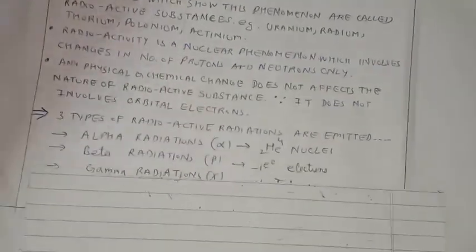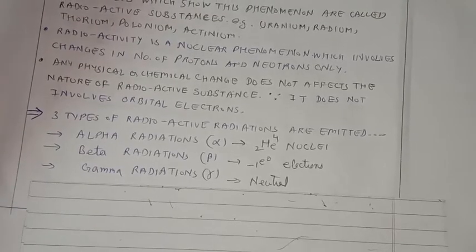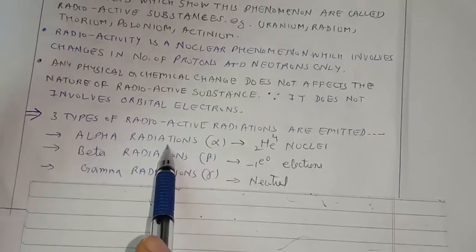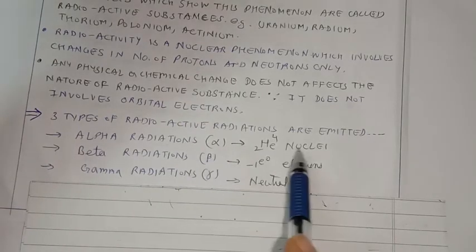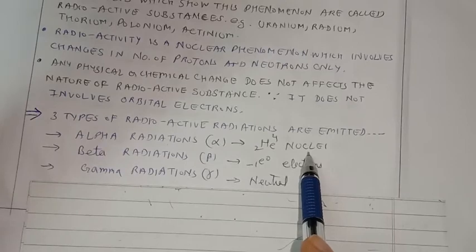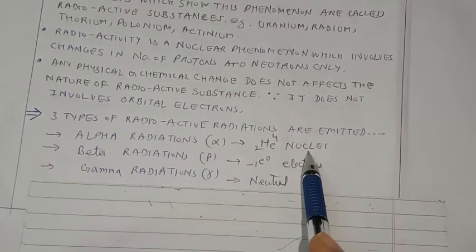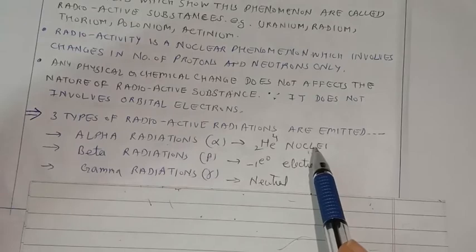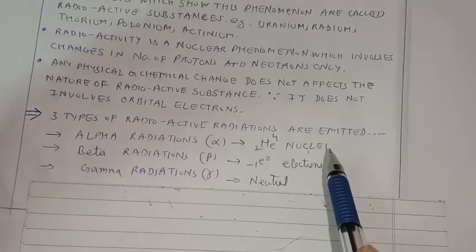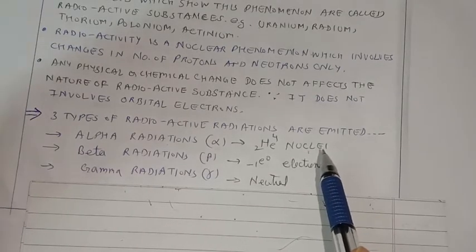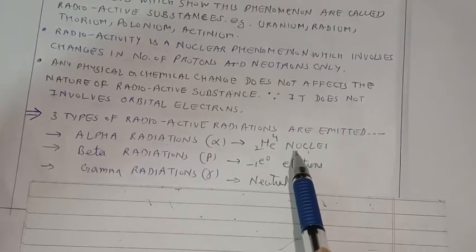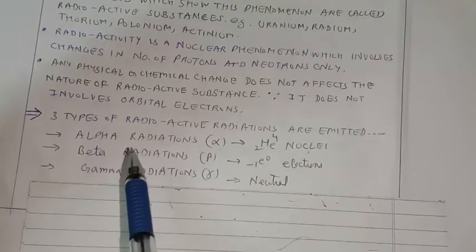Next, there are three types of radioactive radiations which are emitted during a radioactive disintegration. First is the alpha radiations, or alpha particles, which are nothing but doubly ionized helium nuclei. That means if from a helium atom, helium 2,4, we remove both the electrons, then we are left with a helium ion with 2 unit positive charge, or a helium nucleus. That positively charged helium nucleus is called alpha radiation or alpha particle.